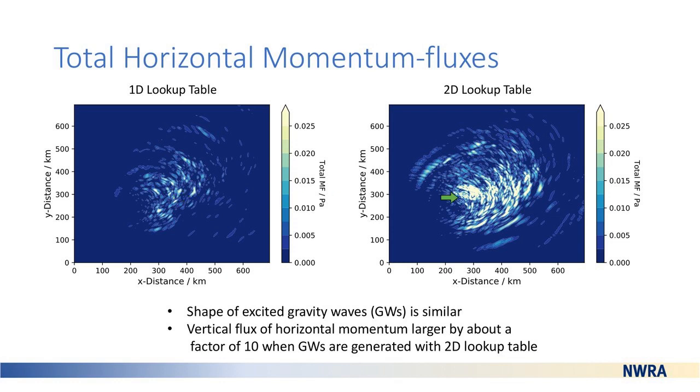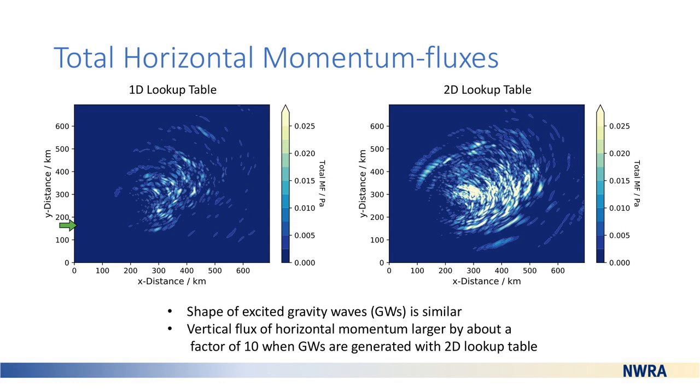And on the right-hand side, I show you a 2D lookup table simulation where the lookup table was also additionally associated to the echo tops, as I have shown you in the previous slide. And this is a very, very new analysis from basically yesterday. What I want to highlight here is that the total horizontal momentum fluxes, the shape seems to be retained, no matter if the lookup table also contains the information of the echo top heights.